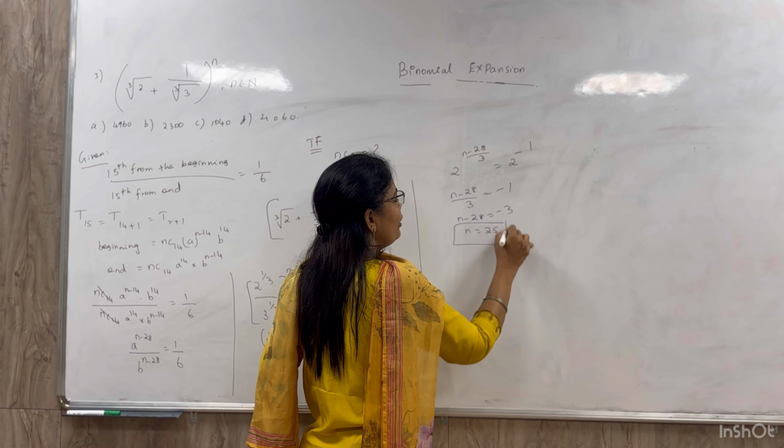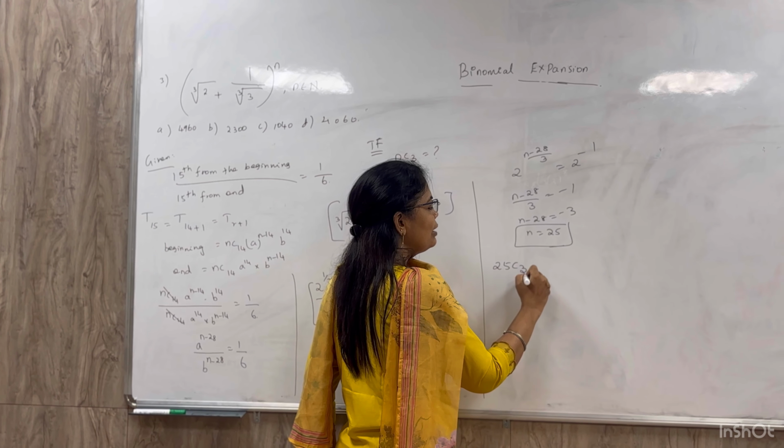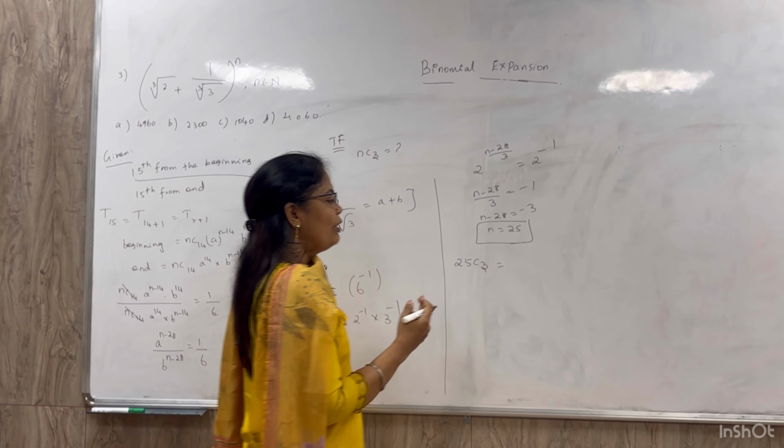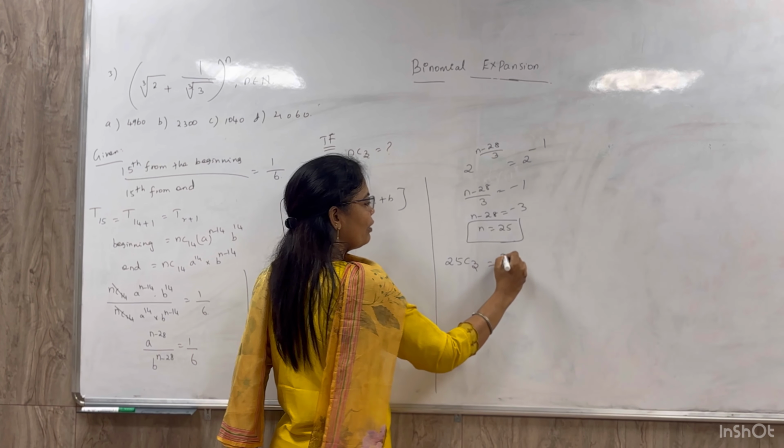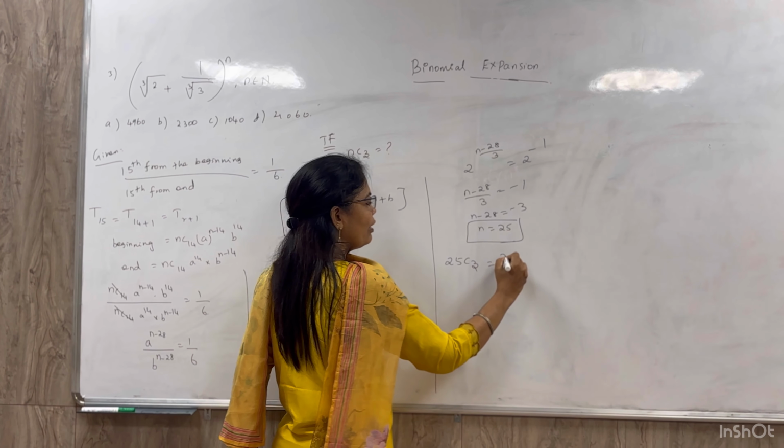So n we found, it is 25. Now we have to find the value of 25C3. You know to calculate it: 25 factorial divided by 22 factorial into 3 factorial. So the answer will be 2300, option B.